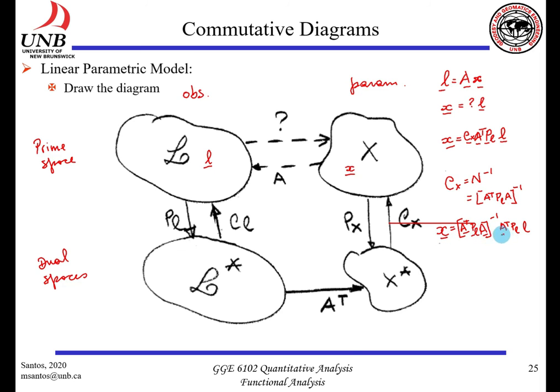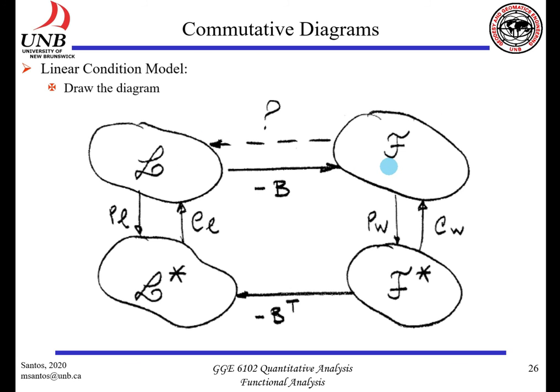So we have just gained a different understanding of the least squares process. We are moving from the observation space to a parameter space, going through the dual of the observation space, the dual of the parameter space, and arrive at the prime of the parameter space. Interesting, eh? What about the conditional model?